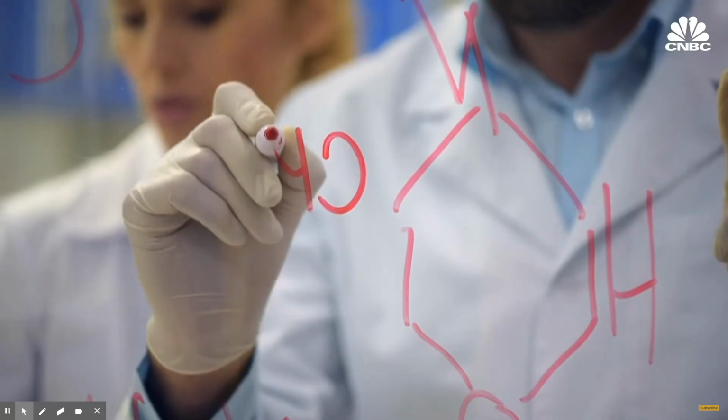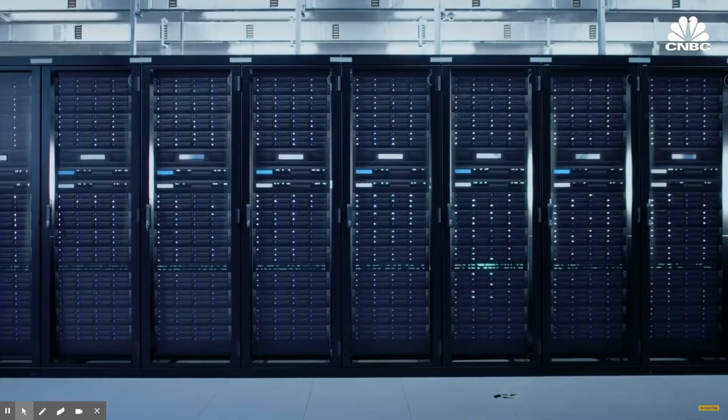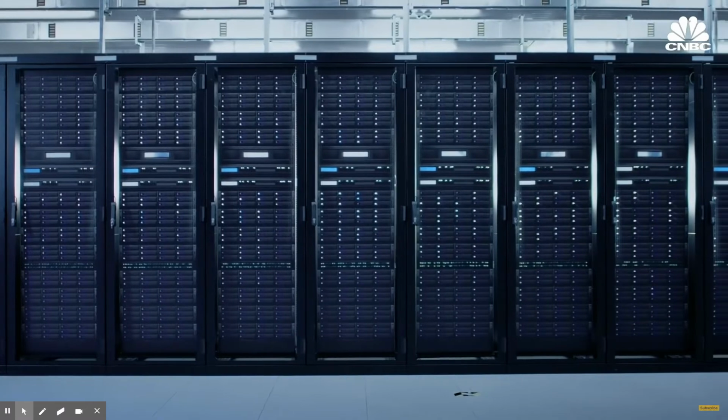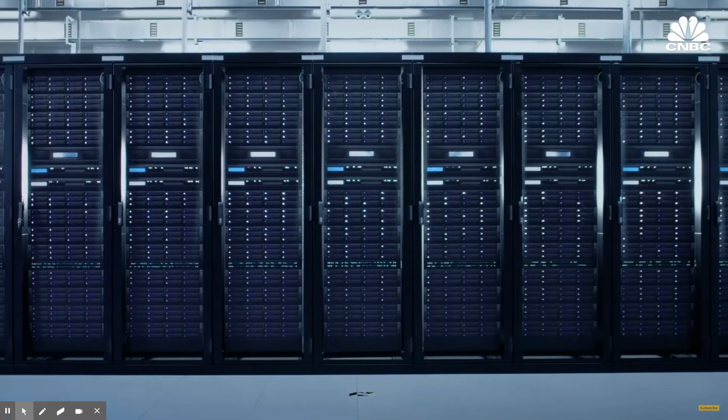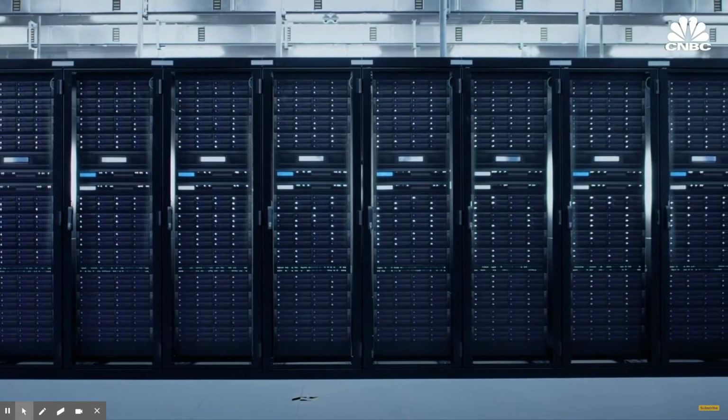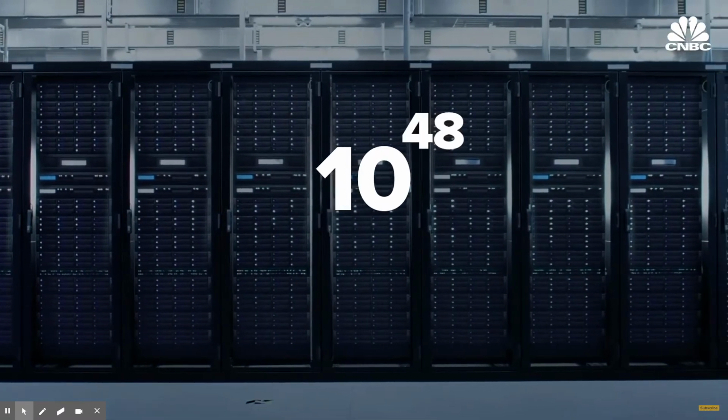Anywhere where molecules are in play. So if we just start with this basic idea of caffeine, it turns out it's absolutely impossible to represent one simple little caffeine molecule in a classical computer, because the amount of information you would need to represent it, the number of zeros and ones you would need, is around 10 to the 48th.